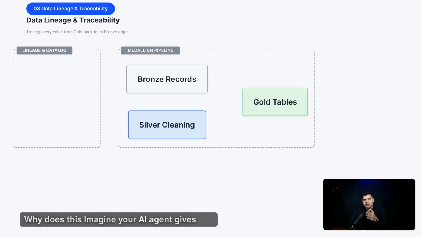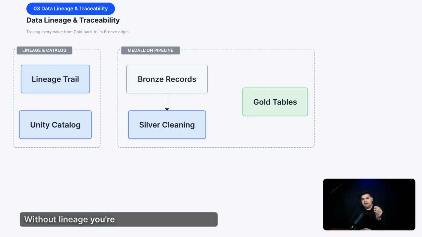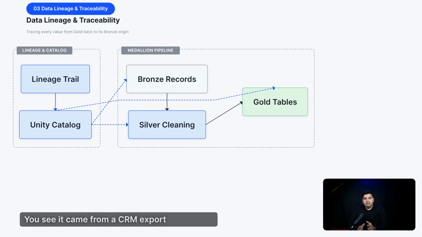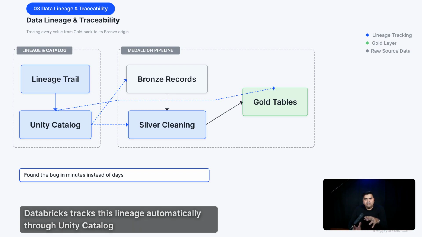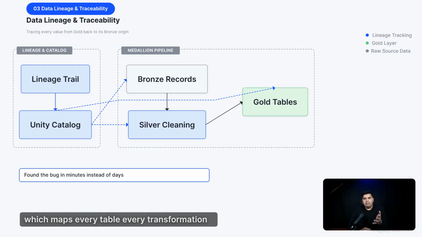Imagine your AI agent gives a customer a wrong answer. Without lineage, you're guessing. With lineage, you click on that number and follow the trail. You see it came from a CRM export on Tuesday, got matched to the wrong entity in the crosswalk table, and carried forward into gold. You found the bug in minutes instead of days. Databricks tracks this lineage automatically through Unity Catalog, which maps every table, every transformation, and every dependency in your pipeline.